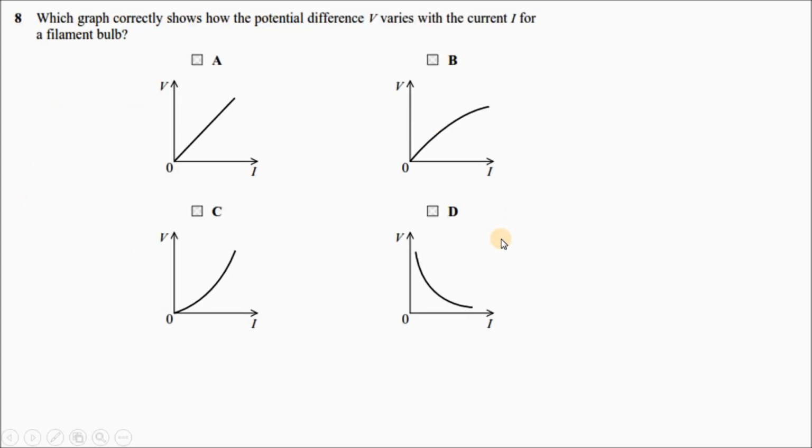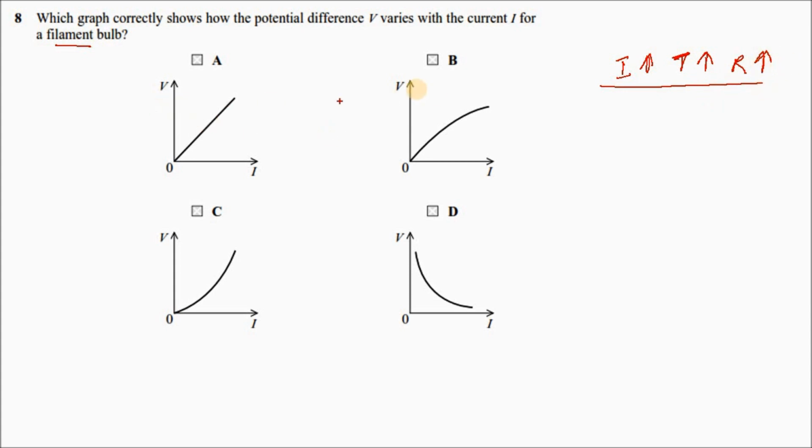Which graph correctly shows how the potential difference V varies with the current I for a filament bulb? It is all about the filament bulb, and remember, for a filament bulb, as current increases, temperature increases, so resistance always increases. Current keeps increasing, that causes temperature to increase, and due to the increase in temperature, resistance also increases.